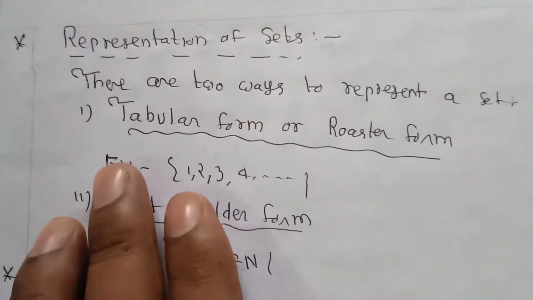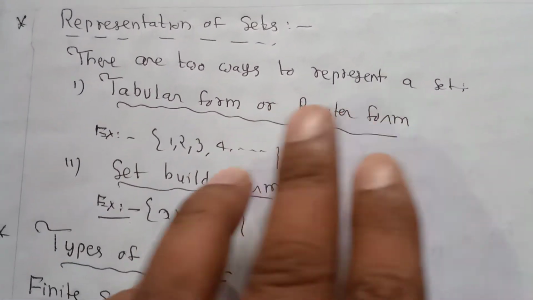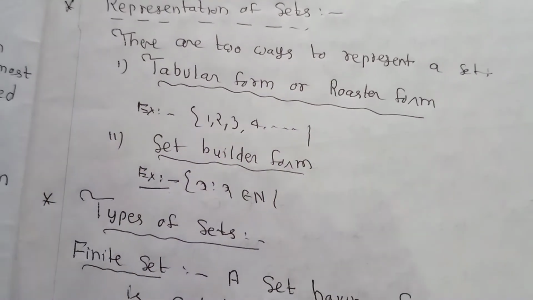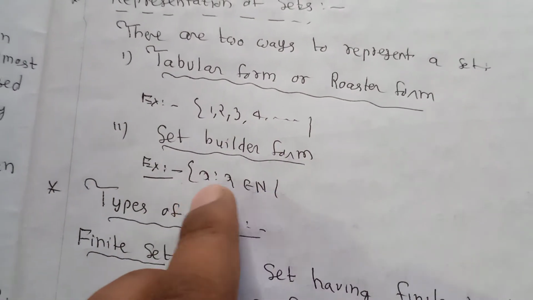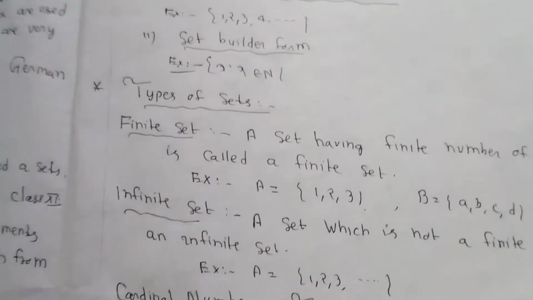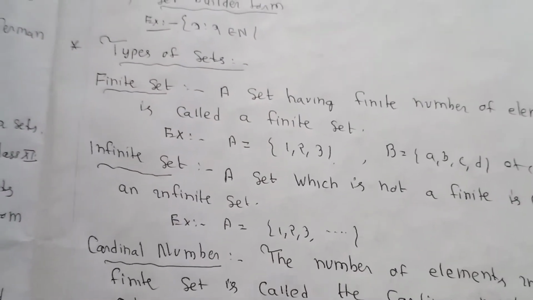Now, representation of sets. There are two ways to represent a set: tabular form or roster form, 1, 2, 3, 4, 5 and so on, and set builder form, x such that x belongs to N. This is the language form. Okay. Now, types of sets. There are many types of sets.